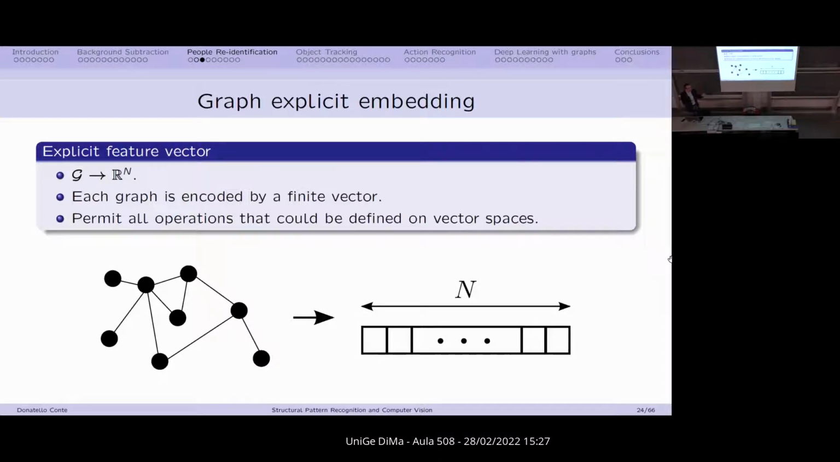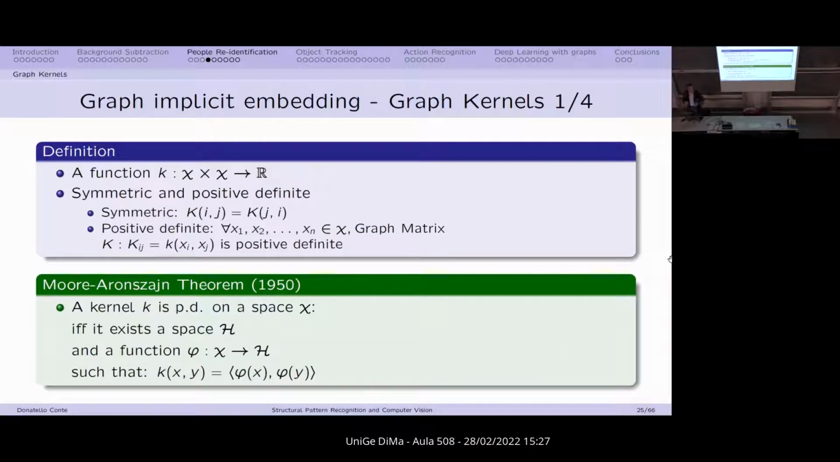And we can have explicit embedding. In explicit embedding, we have a function that explicitly transforms a graph into a vector, but we can also have implicit embedding. So a graph kernel is a tool for implicitly embedding graphs in a vectorial space, but we don't know explicitly the function to embed. With the kernel, we only know how to compare two graphs and how to get a real number given two graphs.